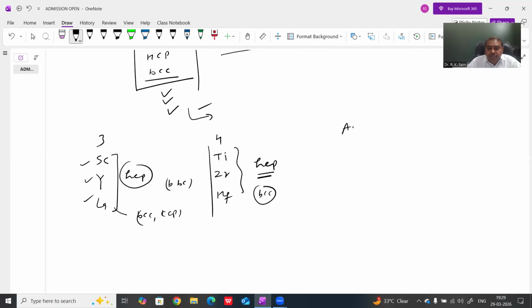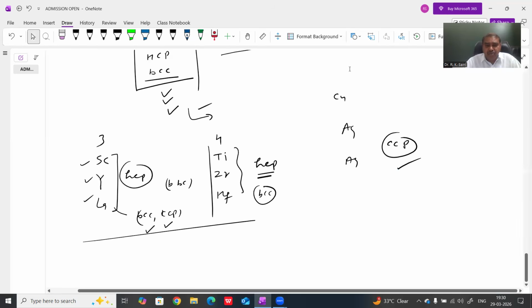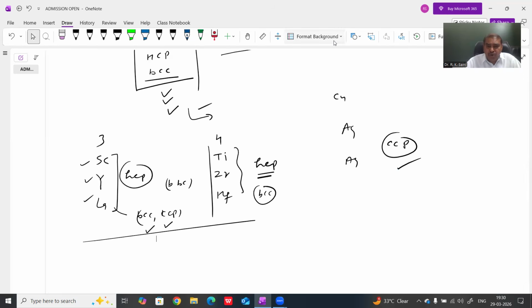In the case of copper, silver and gold, they have CCP structure at ordinary conditions, and hence some d block elements are polymorphic. Polymorphism means they possess more than one physical appearance or crystalline structure, and these are the physical properties. In another class, we will discuss their other properties like metallic bonding and related properties, oxidation state, color, etc. Okay, thank you.